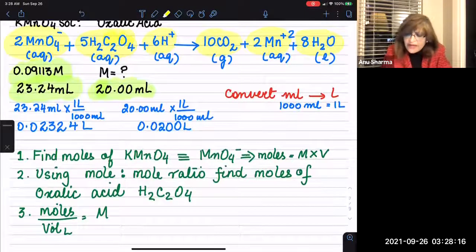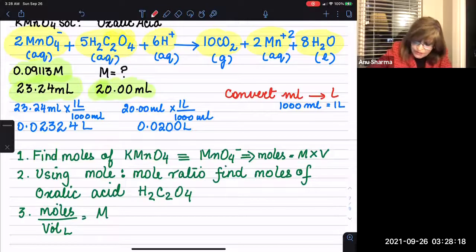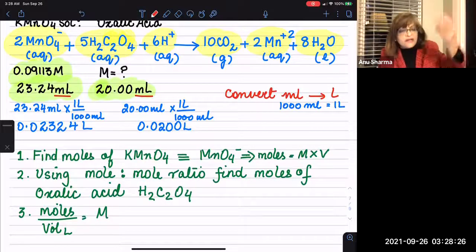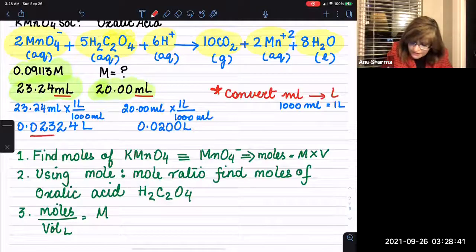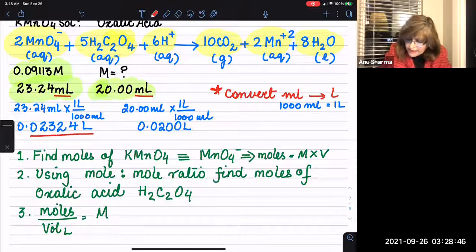So first of all, an important thing is when you are given milliliters, and these are the measurements. We take pipettes, it is in milliliters. The burette shows the readings in milliliters. So we always have to convert the milliliters to liters, okay? And the equality is 1000 milliliters equal to 1 liter. So when you convert it, you get 0.02324 liters of KMnO4 and 0.0200 liters of oxalic acid. Okay, leave that on one side.